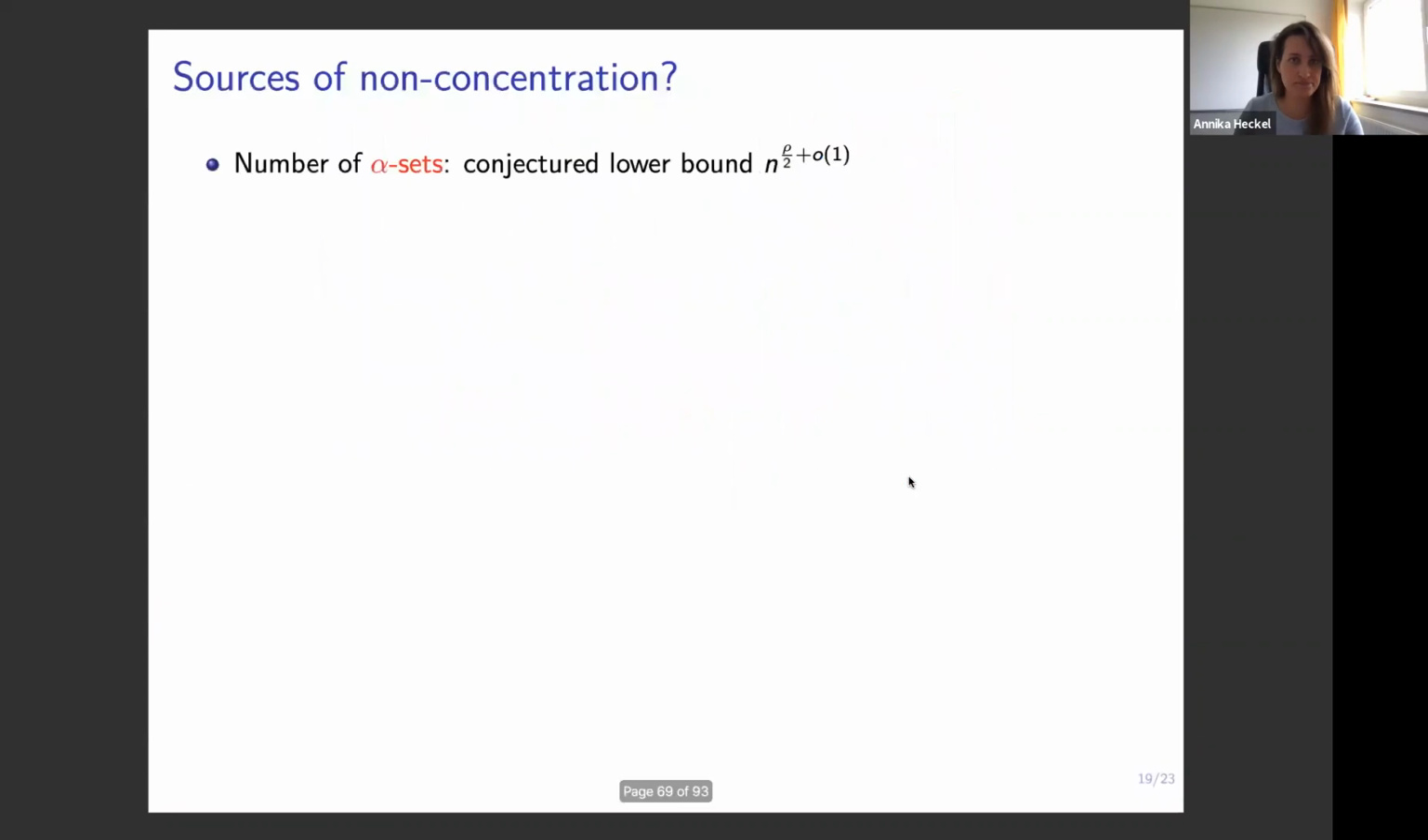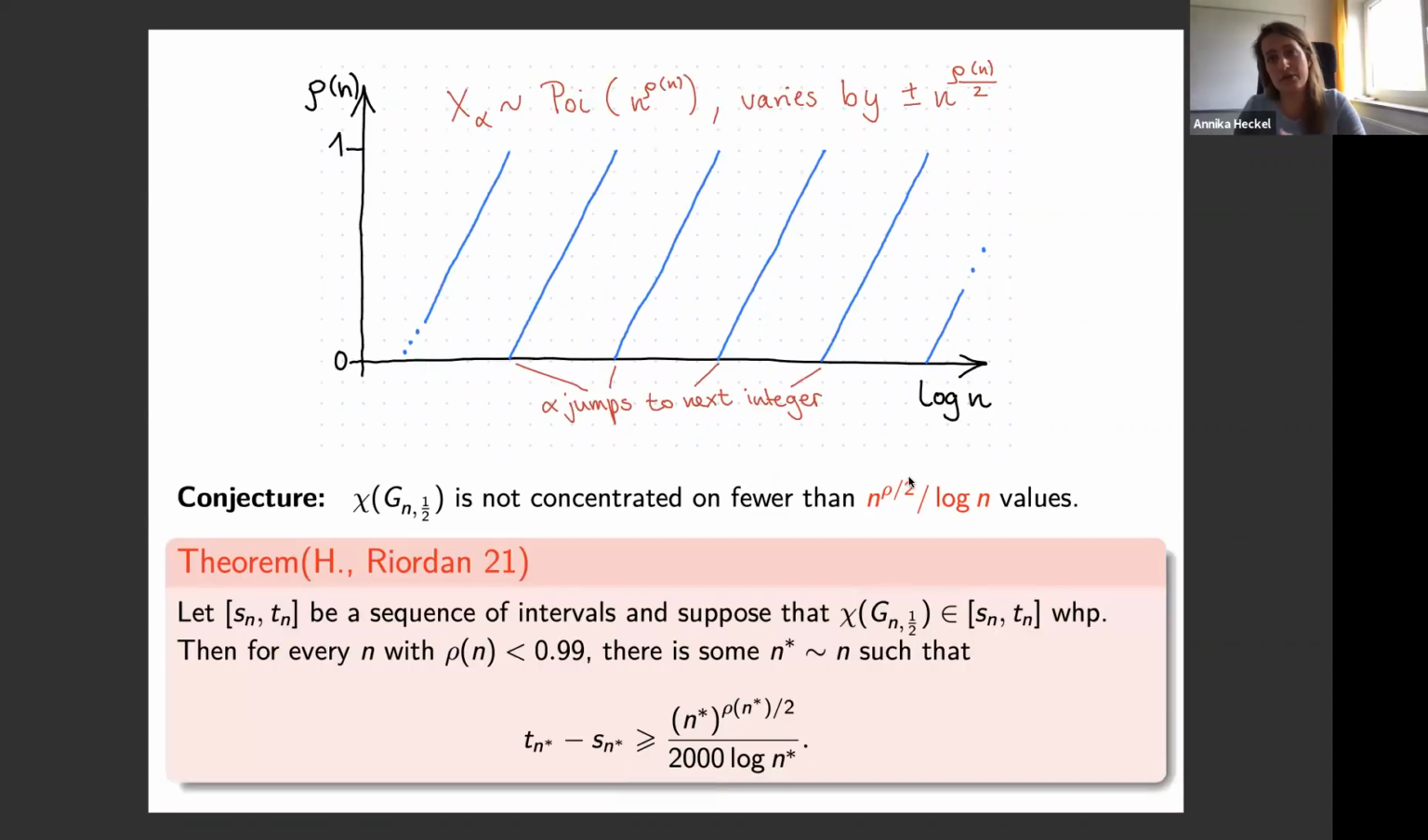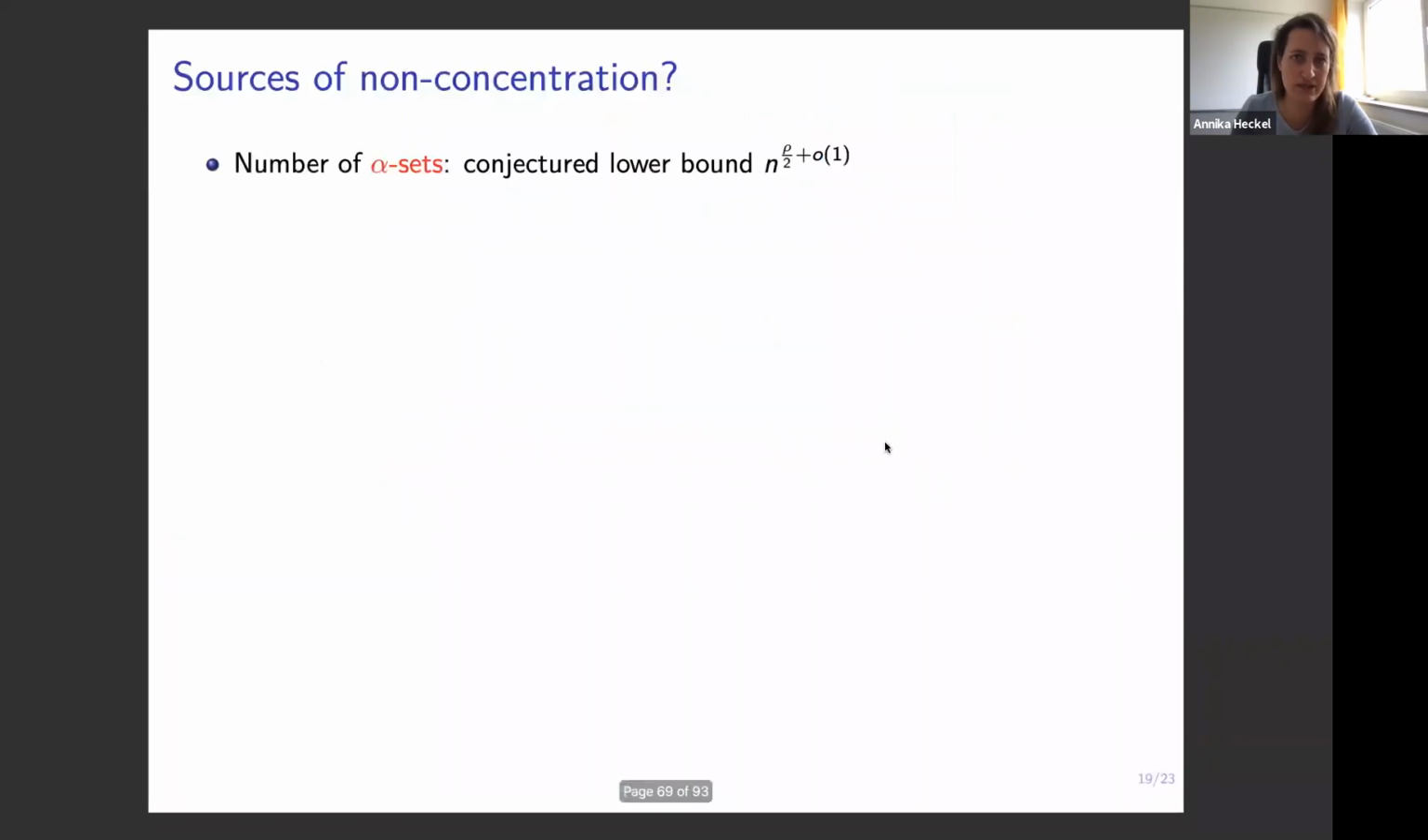Right. Okay, so that's one lower bound that we have for the concentration and one conjecture. So from now on, I'm not going to bother very much with the log terms. So whenever you read little o(1), it's some log factor. Okay, so we have this conjectured lower bound.